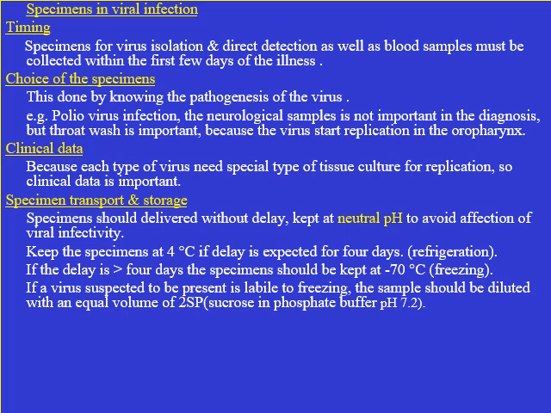The other point in specimens in viral infection is clinical data. The specimen sent to the lab should contain clinical data indicating the type of virus that the physician is looking for, so that the lab worker can choose the special type of tissue culture, because each virus needs a special type of tissue culture to support its replication. So clinical data is important.